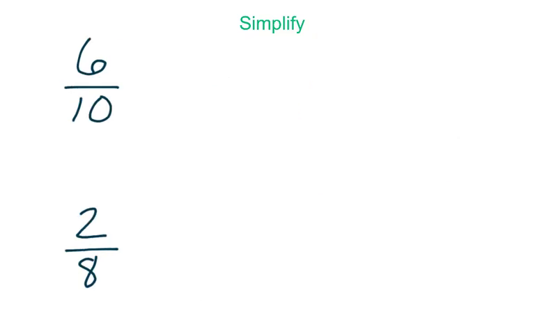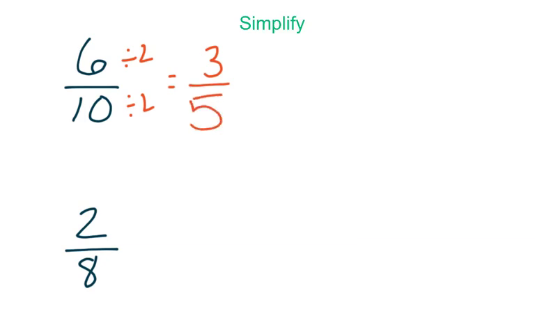All right. I want you to go ahead and simplify these 2 fractions. You have 6/10 and you have 2/8. What are these fractions in simplest form? Well, both 6 and 10 are even numbers, so they're both going to be divisible by 2. So I'm going to start off by dividing by 2. 6 divided by 2 gets me 3, and 10 divided by 2 gets me 5.